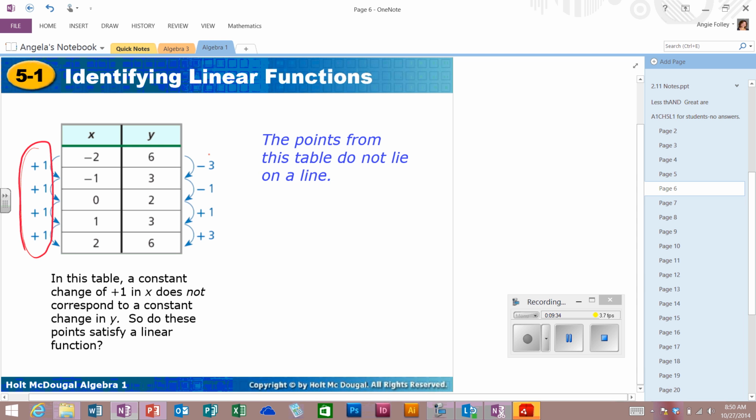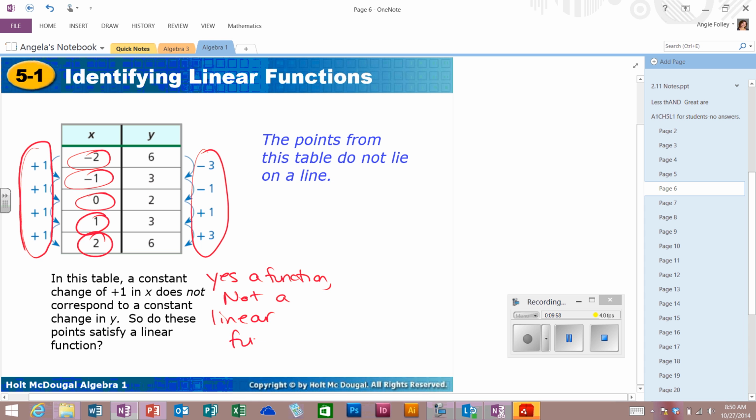However, our y changes are not the same. So what does that mean? Well, that means it's not a linear function, but is it a regular function? Well, let's look. I have a -2, a -1, 0, 1, and 2. Do any of those repeat? No. So it is, yes, a function, but not a linear function. And here's, if I were to graph it, I'll show you.